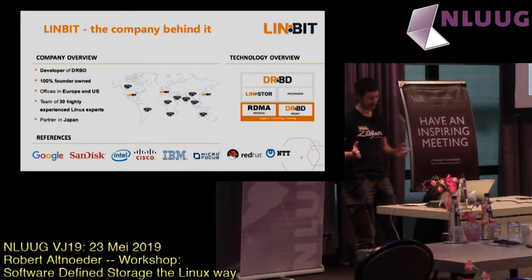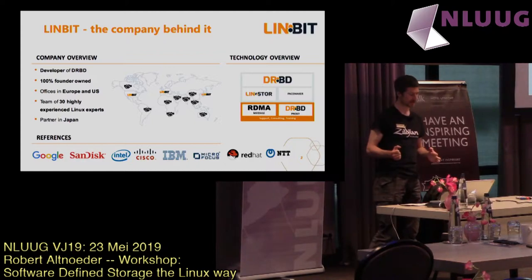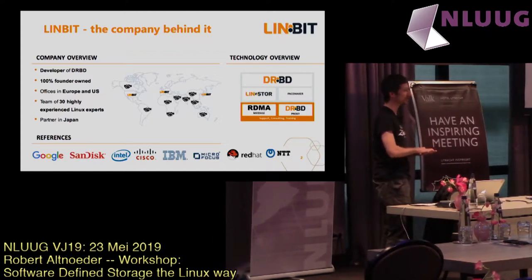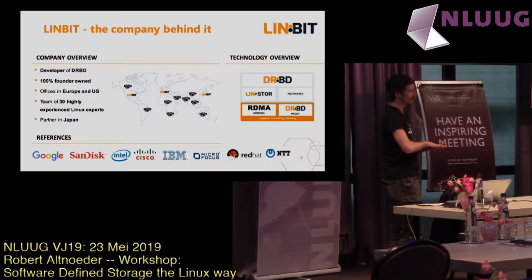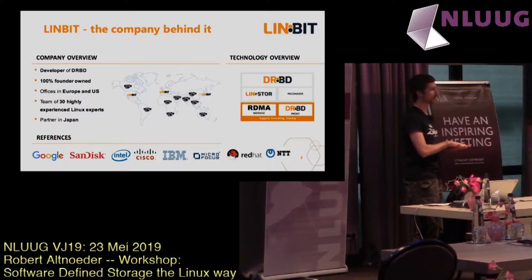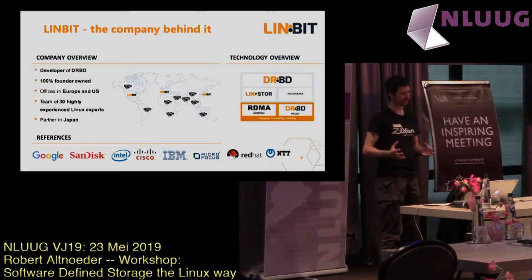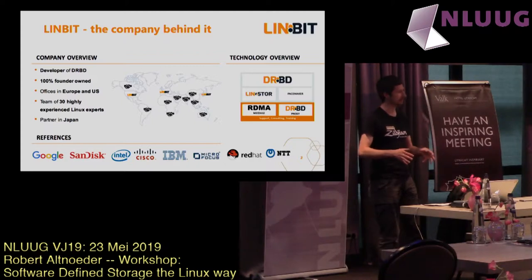So what does DRBD do? DRBD is a data replication product. It replicates on a block level. So it doesn't really matter what kind of file system you have on top of your storage, or whether you have a file system at all. You might just run some kind of product like a database directly on a block device.